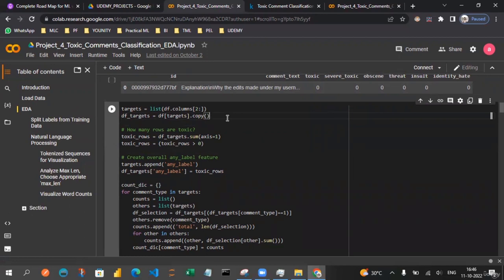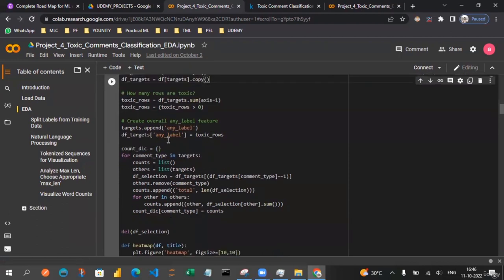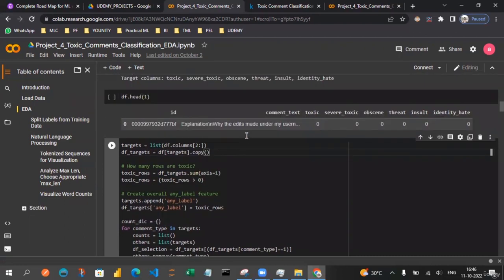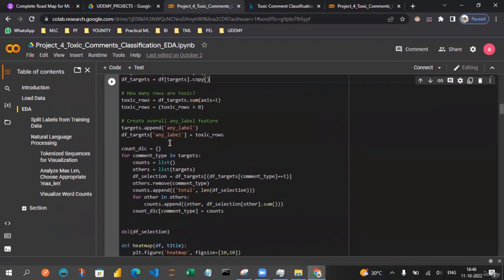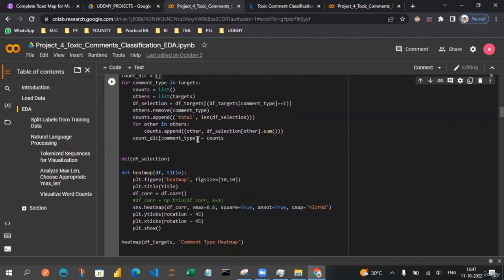So let's get started with how many rows are in each toxicity type. I'm summing the values so that it summarizes the total number of toxic values, and also creating the overall any-label feature. This any label is attached to the toxic rows, whatever toxic rows we have. I'm also creating a dictionary to store the count results, along with the other count results for the target column we are going to extract. The target column is assigned the total number of this selection so that it is appended with the toxic columns.